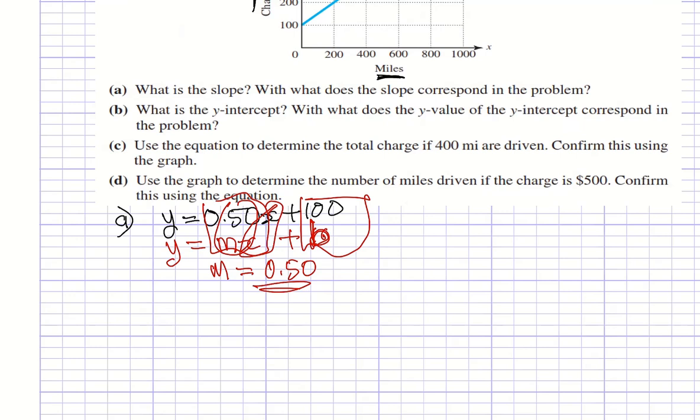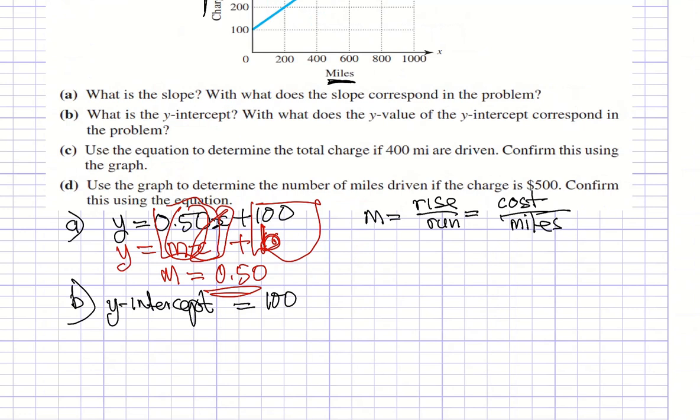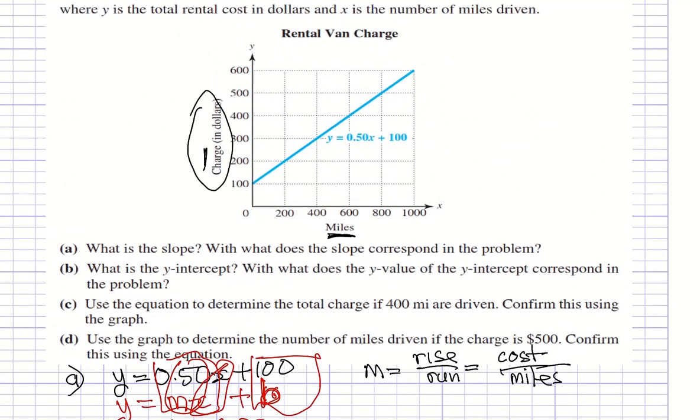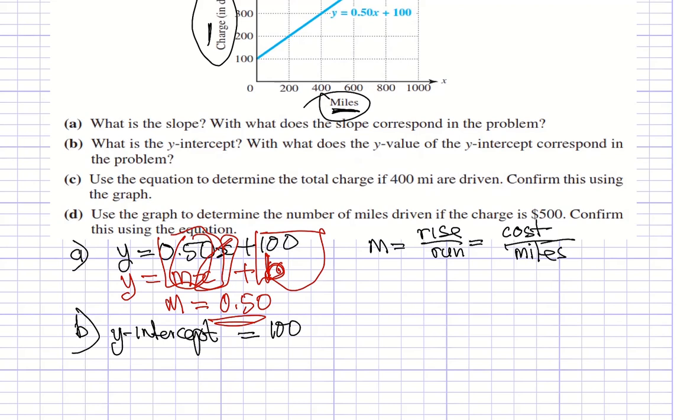Always remember how slope is defined: slope equals rise over run. The plane is coming again. In this problem, rise is the cost and run is the miles, so it's cost per mile. That's what the slope is. You can say here, slope is cost over miles.